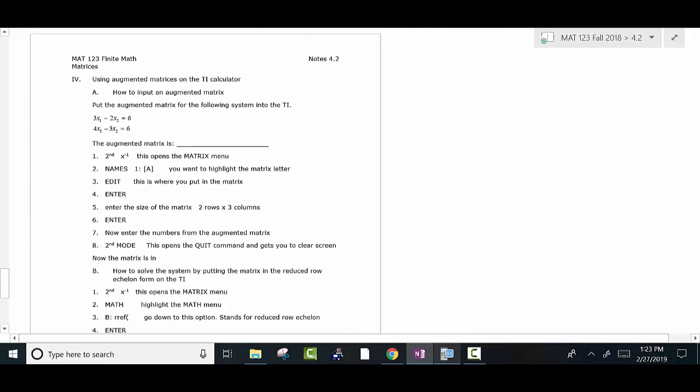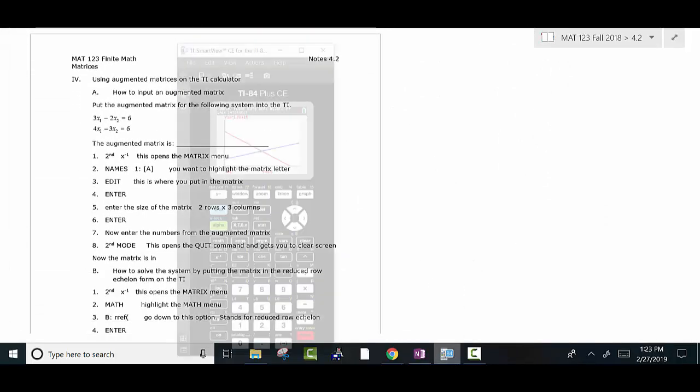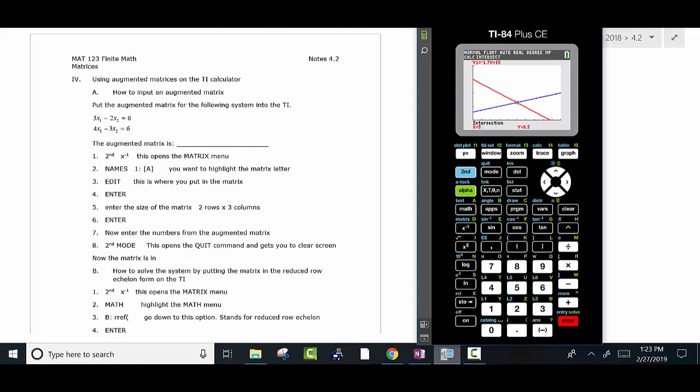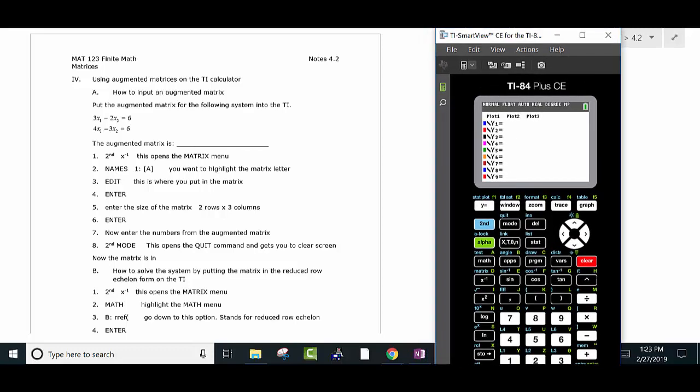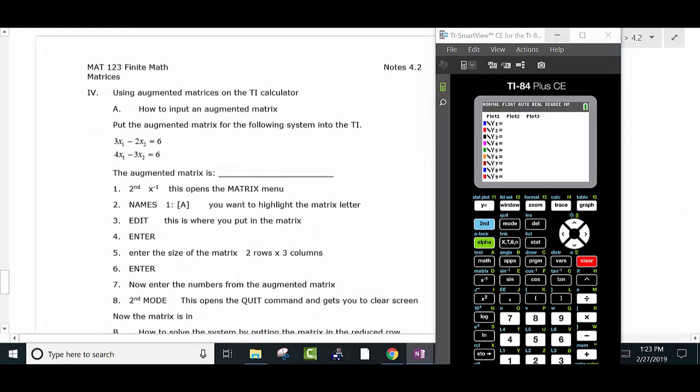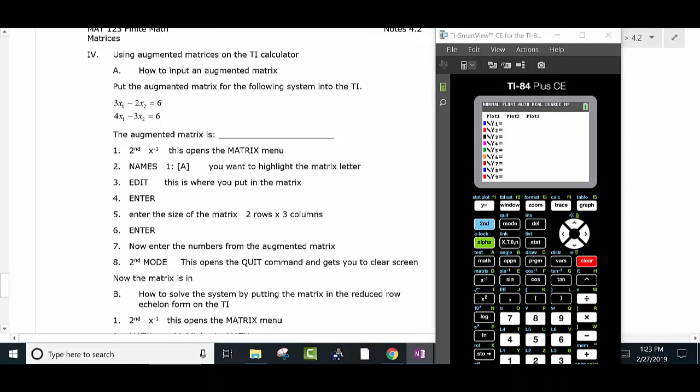All right, so we're going to do this on the calculator. You need to do this with me, and I've typed out the steps. You'll get this down. It's kind of a long process for putting a matrix in your calculator. The first thing we're going to do on this problem is write this as an augmented matrix, and I'm going to show you how to solve this on your calculator.